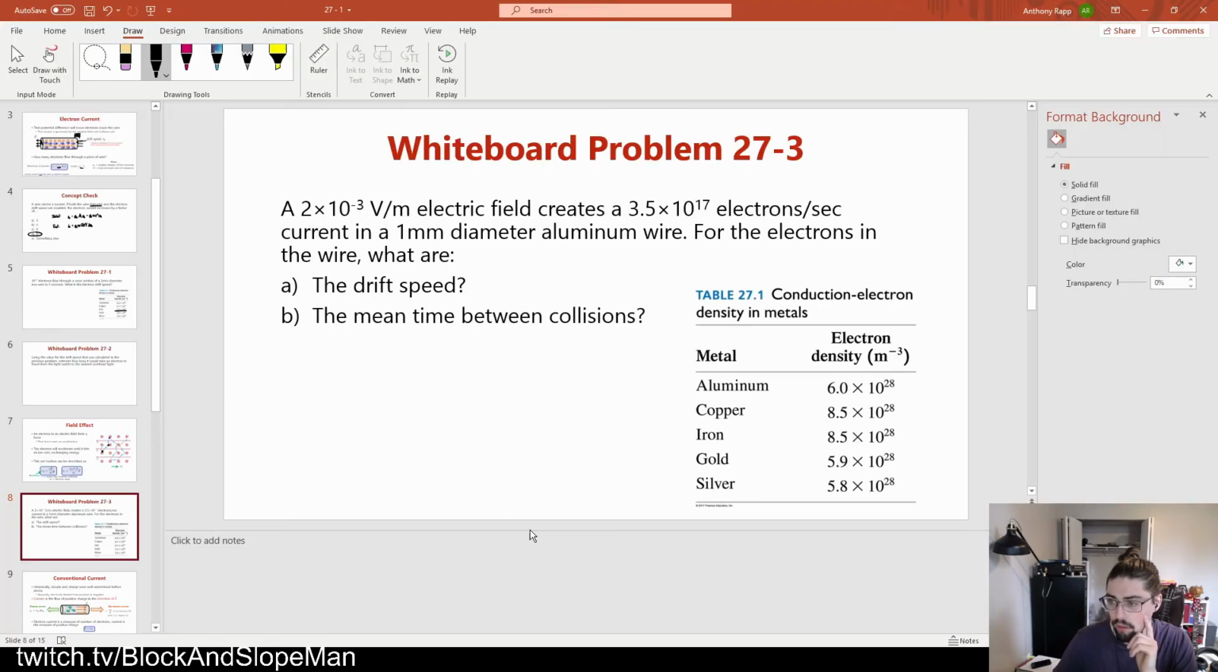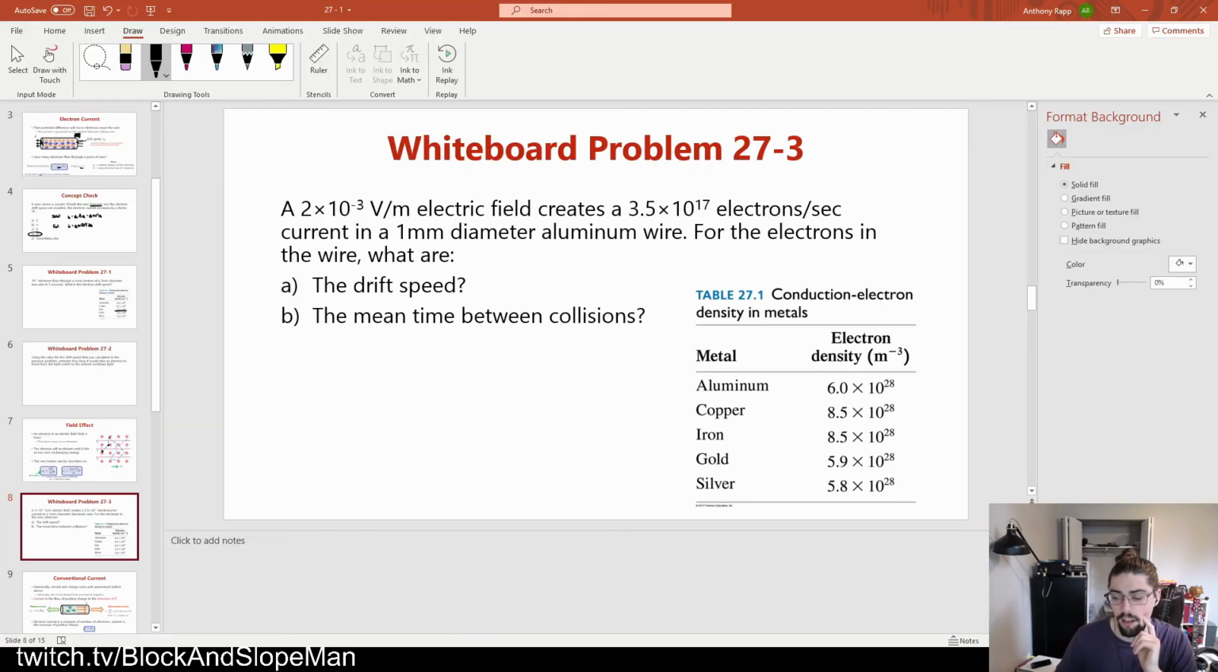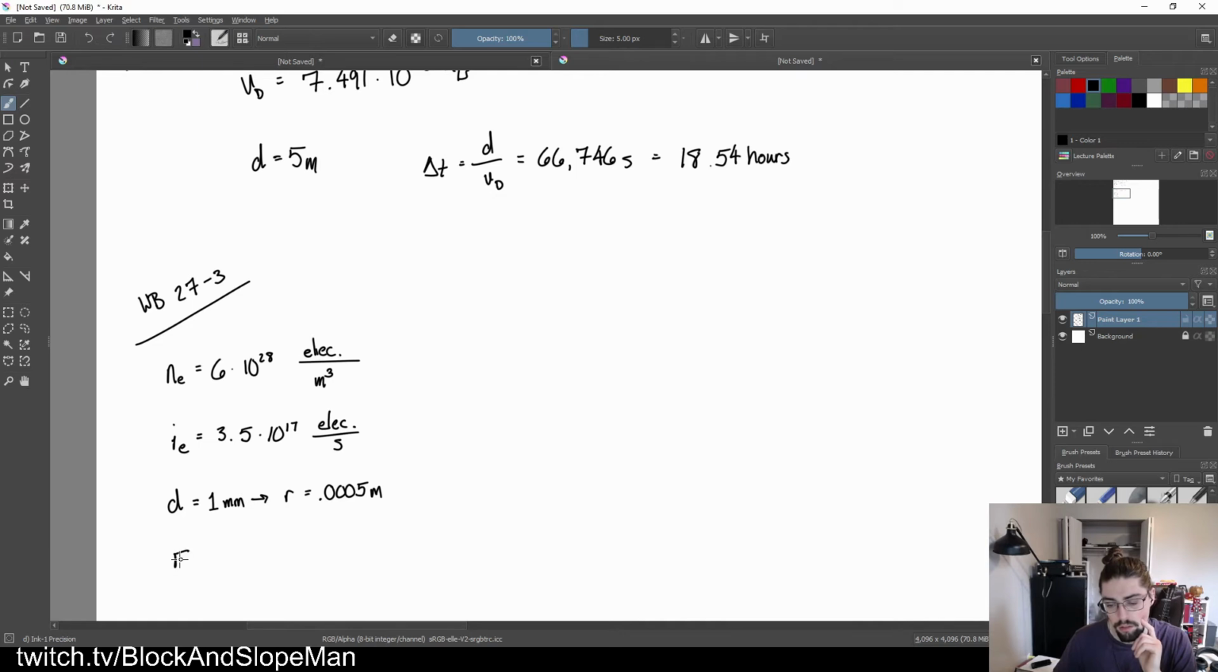3.5 times 10 to the 17th. Again, electrons, not a real unit, but it helps conceptualize a little bit easier. Diameter is equal to 1 millimeter. I'm immediately going to convert that into a radius, which is 0.0005 meters. And then finally, we need that electric field, 2 times 10 to the negative third volts per meter, same as newtons per coulomb.